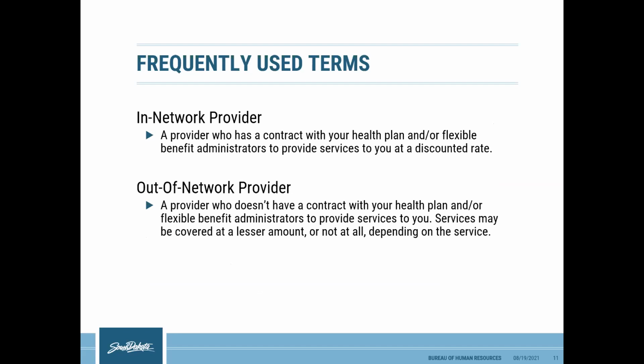We also have an in-network provider versus an out-of-network provider. So an in-network provider is going to be a provider who has a contract with your health plan or flexible benefit administrators. This will offer benefits at a discounted rate. An out-of-network provider does not have a contract with your health provider or flexible benefit administrator to provide you services. You may be covered at a lesser amount or not at all, depending on the service provided.